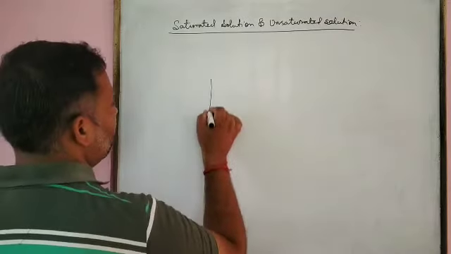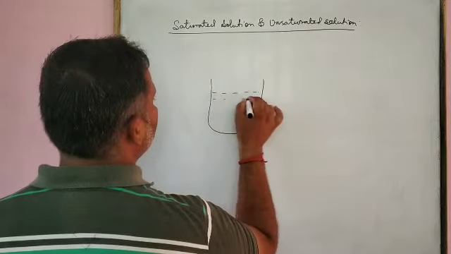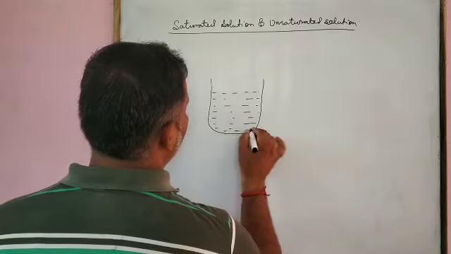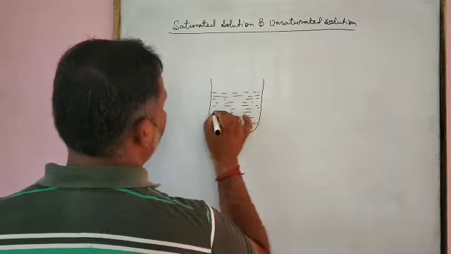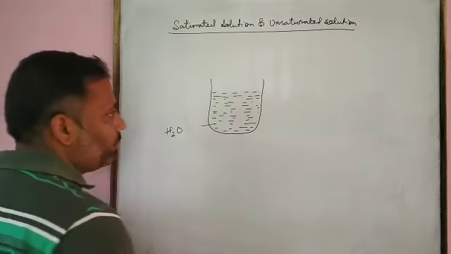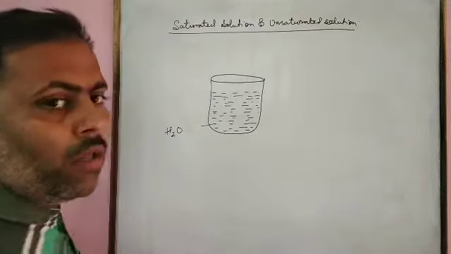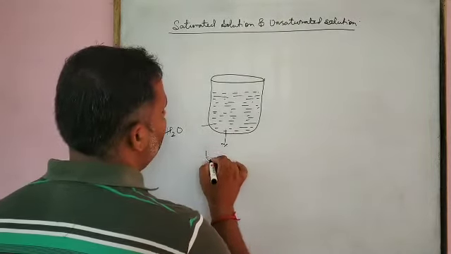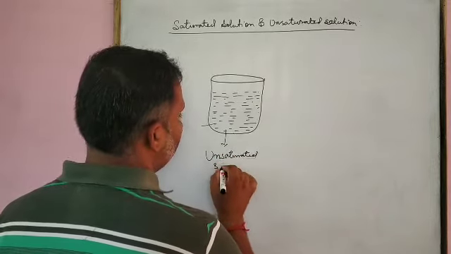Let us have a beaker having some water in it. What we have? We have water in it. This solution is known as an unsaturated solution.